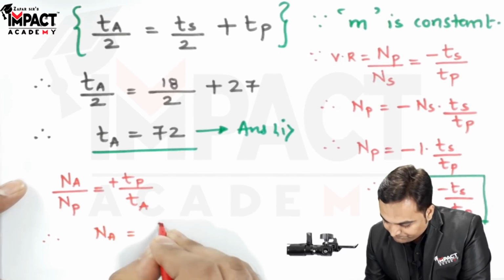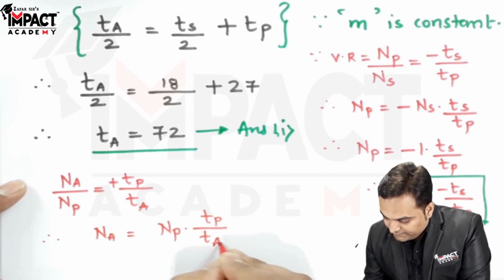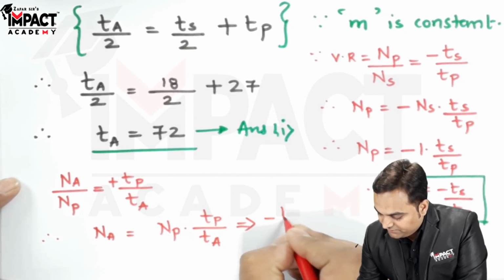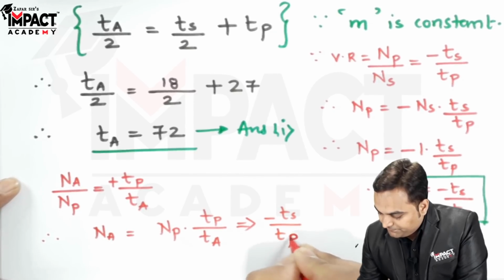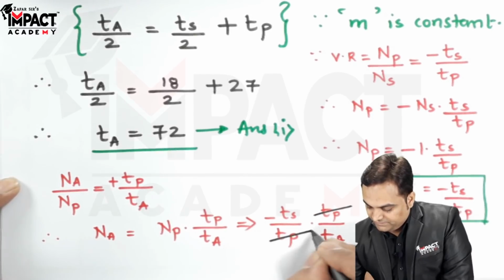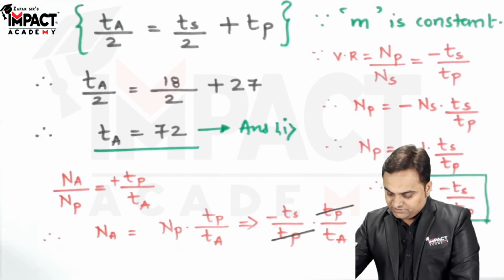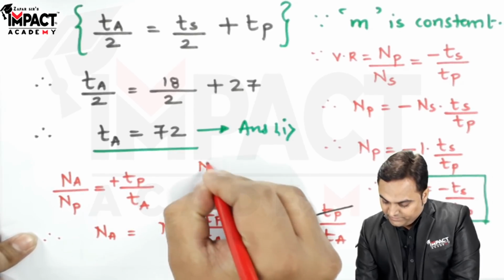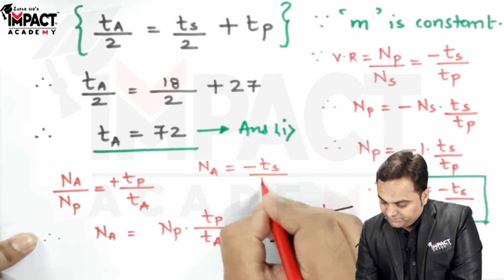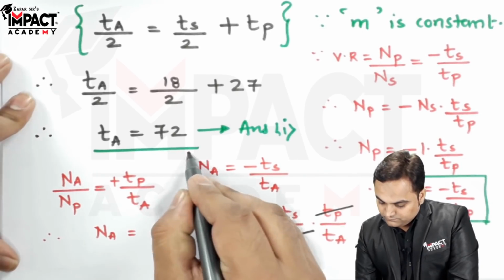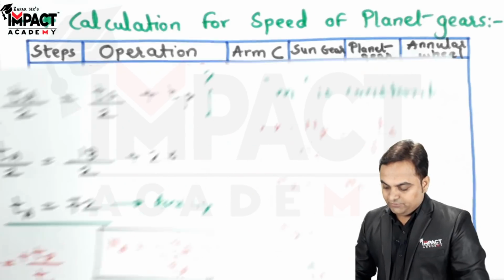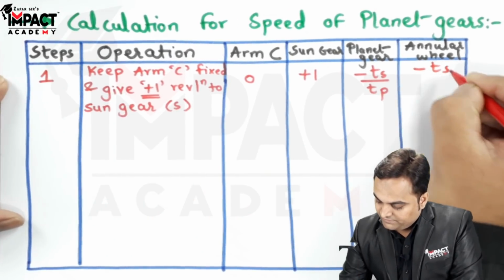Now therefore NA would be NP into TP upon TA. Now NP is in front of us, it is minus TS upon TP into TP upon TA. So TP and TP get cancelled, and what remains here is the speed of the annular is equal to minus TS upon TA. So into the next column, the speed of the annular is minus TS upon TA.